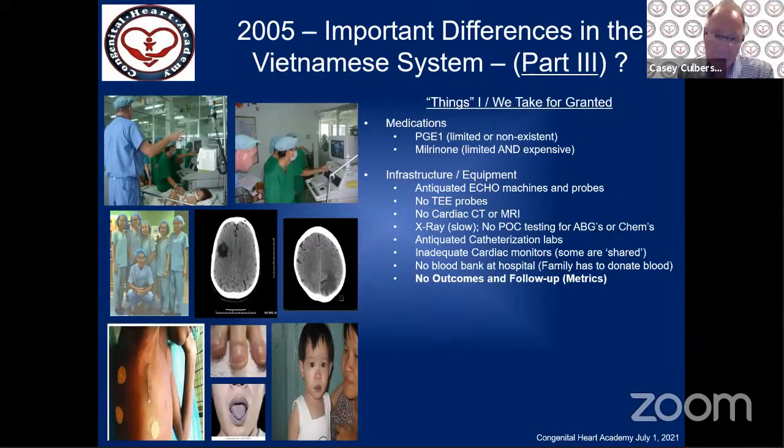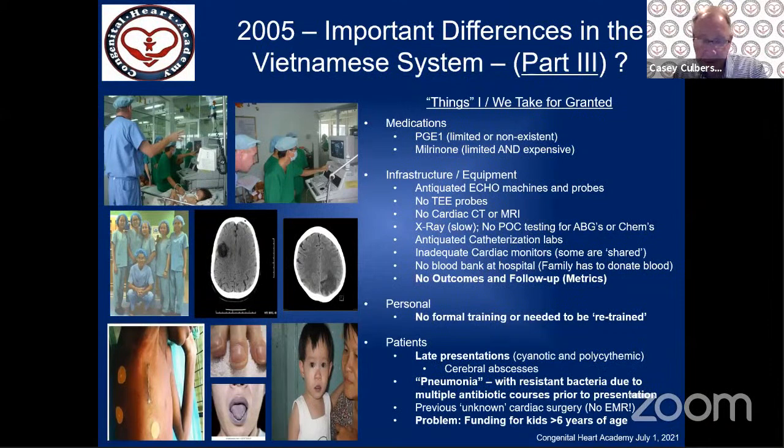There was absolutely no follow-up or outcome metrics. There was, like I said, no formal training. So people needed to be trained or retrained. And then there were a lot of late presentations of kids that were very cyanotic or polycythemic. I learned a lot about cerebral abscesses in my first couple of years there. There's also this famous pneumonia. And these kids would show up with incredibly resistant bacteria because they'd been on multiple antibiotic courses prior to presentation. A lot of kids showed up with stripes on their sides or backs, and we had no idea what the cardiac surgery was. And then it was finding the funding for kids greater than 6 years old.